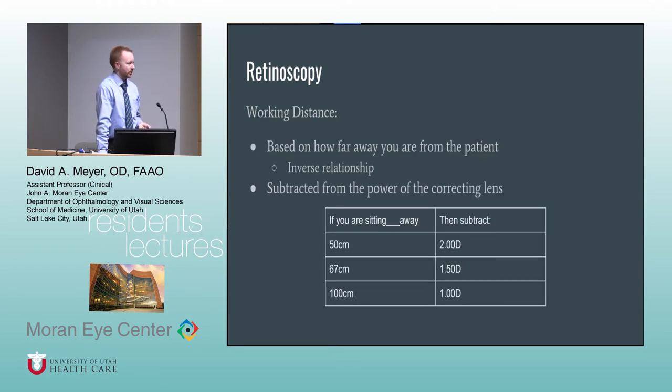So, working distance. This is something that's really commonly forgotten about, and you can really mess yourself up if you forget about it. It depends on how far away you're sitting from the patient, and it's an inverse relationship. If you see this chart here: if you're sitting 50 centimeters away from the patient, subtract 2 diopters. Or 100 centimeters away, subtract 1 diopter. So say you find neutrality at a certain spot, but you're sitting 100 centimeters away, then the actual prescription is 1 diopter less. And we'll do an example of that.